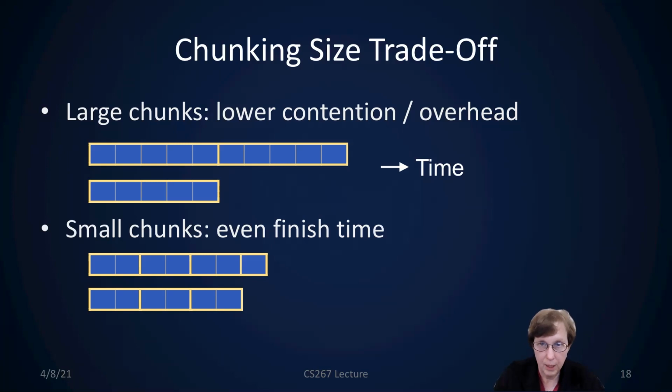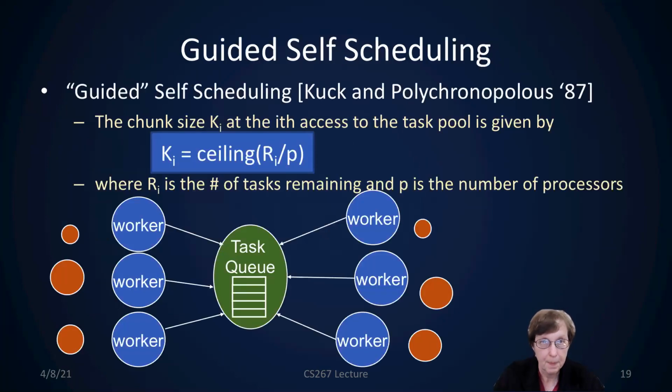So this is why picking K can be a little bit tricky. So that led to the idea of guided self-scheduling. And this is due to Cook and Polychronopoulos. The idea with guided self-scheduling is that at the beginning of the execution, you've got plenty of work ahead of you that it's okay to take big chunks off of the queue. And as you get closer to the end, you want to make sure those chunks get smaller because you want all of the processors to finish together. And so you don't want them taking big chunks of work when you're near the end of your execution.